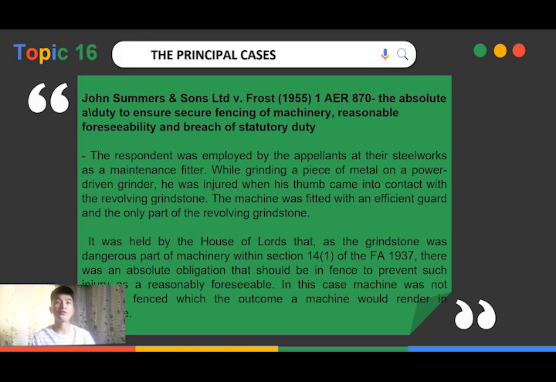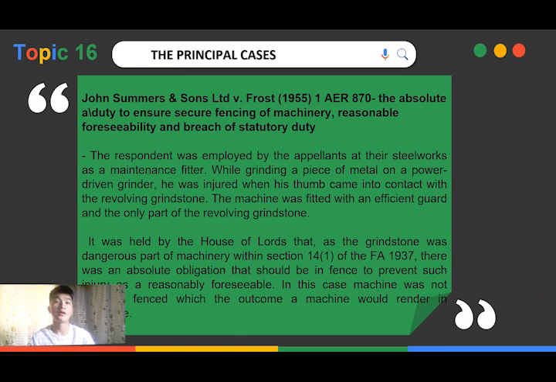John Summers and Sons Ltd. v. Frost, 1955, 1 AER 870, on the absolute duty to ensure secure fencing of machinery, reasonable foreseeability, and breach of statutory duty. The respondent was employed by the appellants at the steelworks as a maintenance fitter. While grinding a piece of metal on a power-driven grinder, he was injured when his thumb came into contact with the revolving grindstone. The machine was fitted with an efficient guard except for the part of the revolving grindstone.